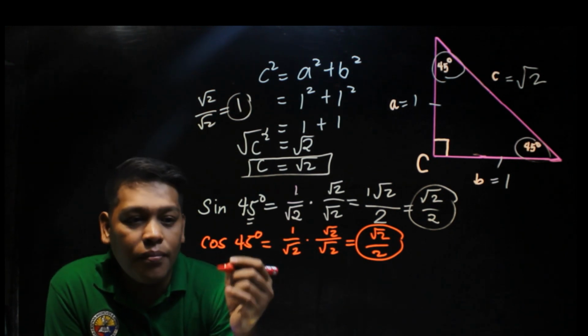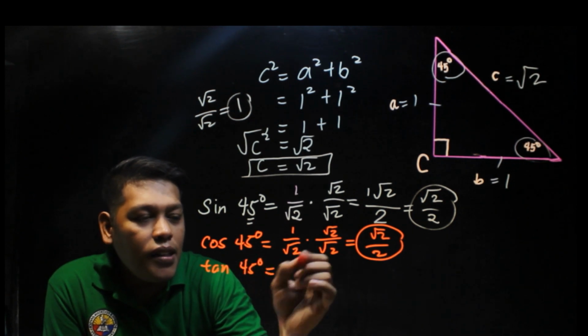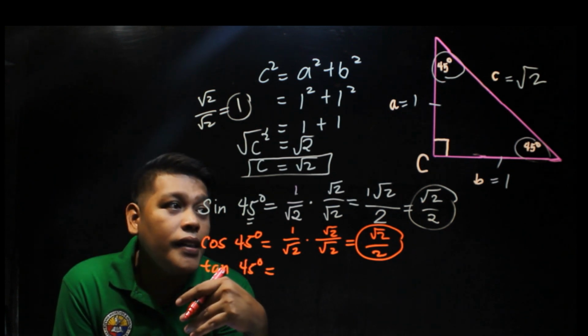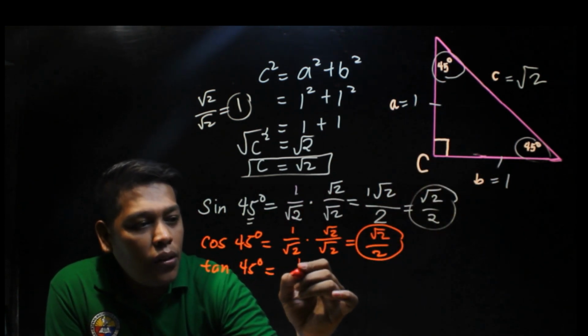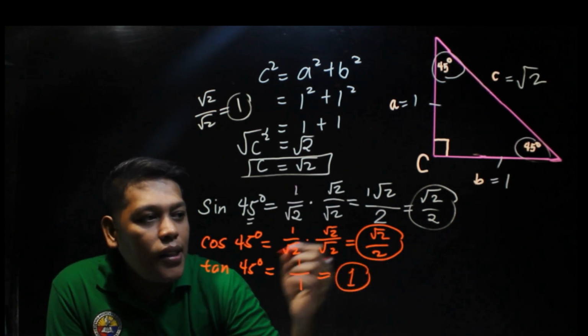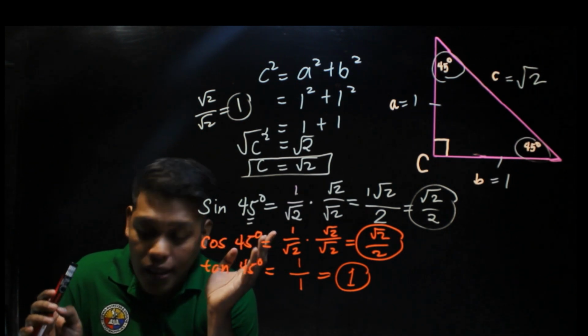What is the tangent? Ano rin, no? Tangent 45 degrees is opposite over adjacent. So, what is the opposite? 1 over 1. So, 1 over 1 equivalent lang siya sa 1. So, that is the 3 trigonometric ratios, sine, cosine, and the tangent.